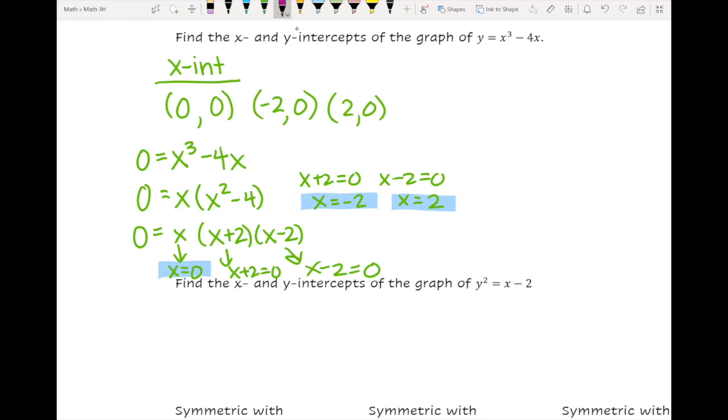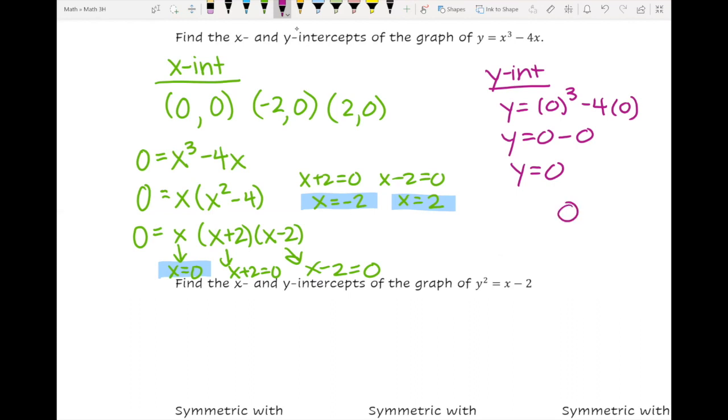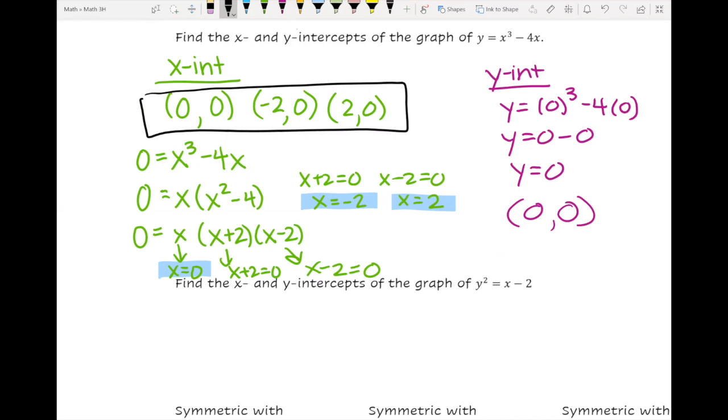So let's find the y-intercept by setting our x equal to 0. So y equals 0 cubed is still 0, minus 4 times 0, also 0, and 0 minus 0 is 0. So we end up with a y value of 0, and the x value is also 0. Every time we have a y-intercept, our x value is 0. So the point 0, 0, which honestly we kind of knew of over here, hits both the x-axis and the y-axis, so we kind of knew that was going to be our y-intercept, but we found it algebraically as well. So here are the 3 x-intercepts and the 1 y-intercept.